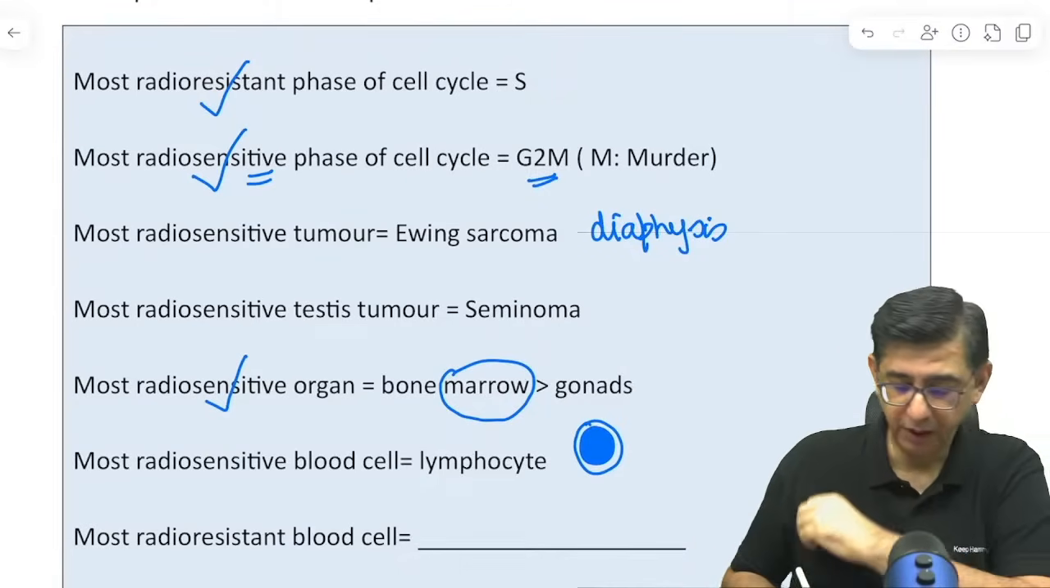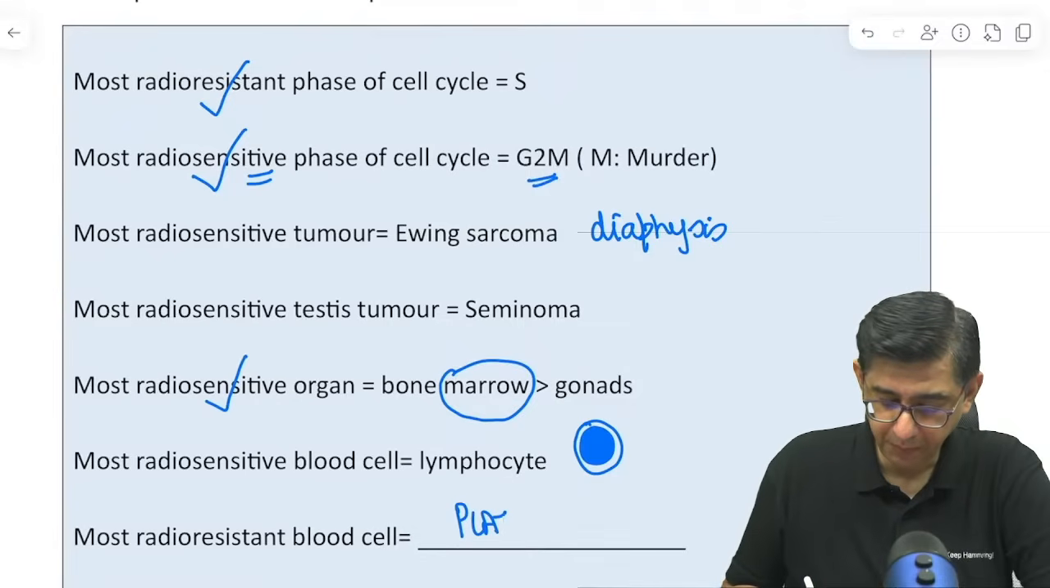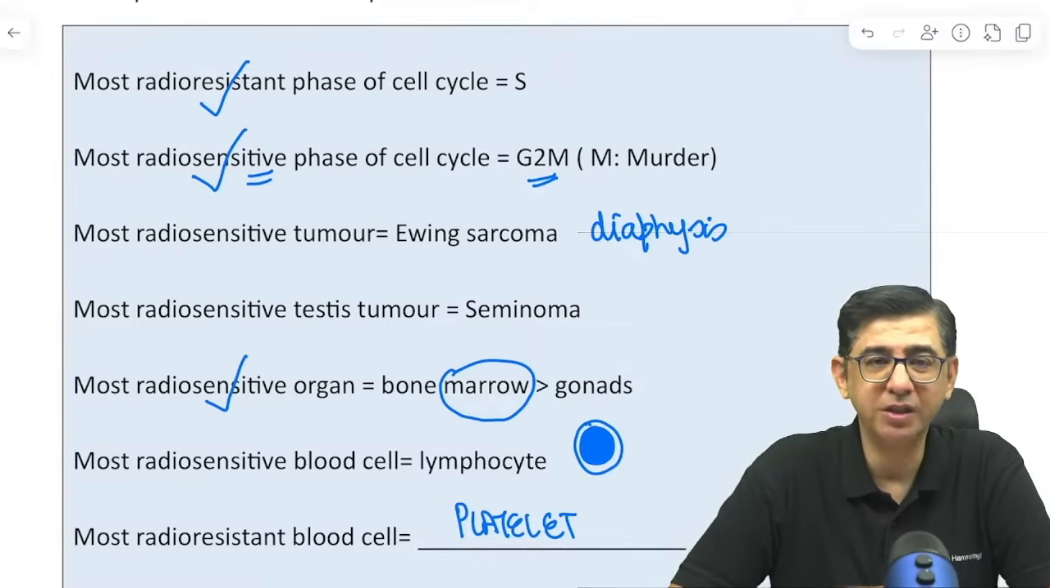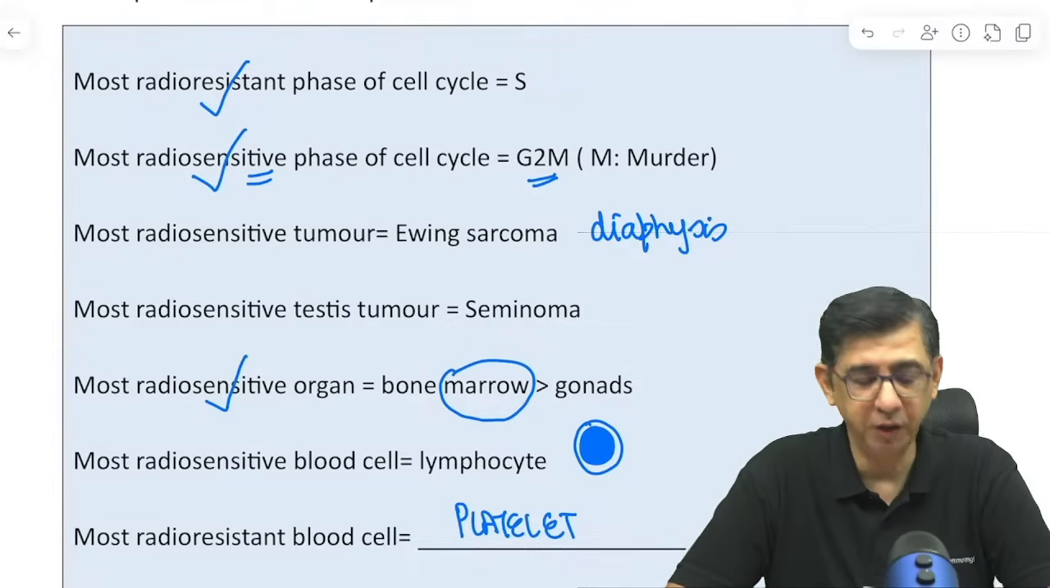Yes, exactly. Spot on answers came up immediately. They'll be lacking a nucleus now, so the most radio resistant blood cell would be platelet. So very easy questions, I think. ये तो गलत होने नहीं चाहिए. और फिर check points पढ़ लेते हैं.